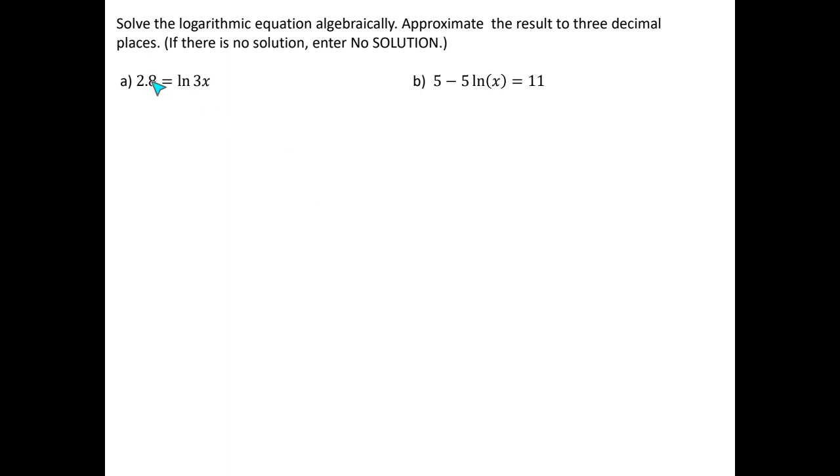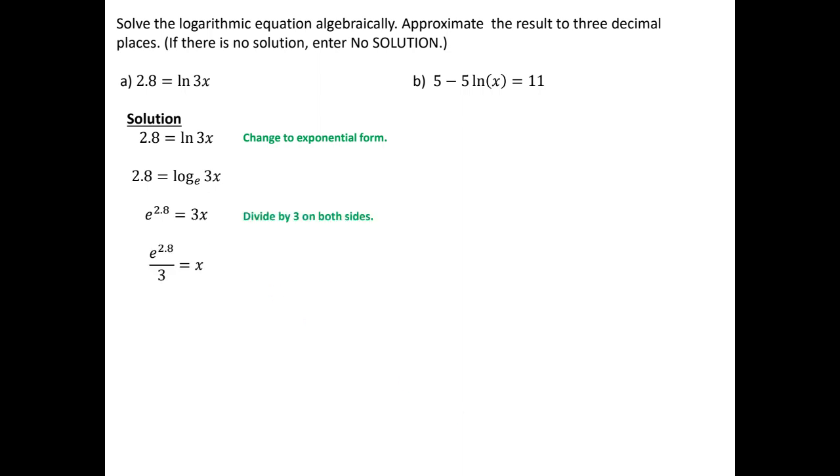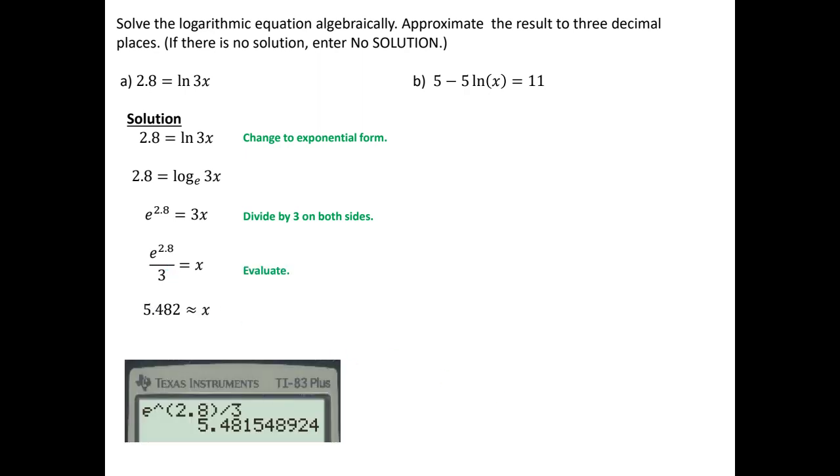So let's look at this one. We have 2.8 equals natural log of 3x. So here we're going to change it to exponential form again. Natural log is the same as log base e, so your base is e, and the log is equal to the exponent. So we get e to the 2.8 is equal to 3x. Now we can divide by 3, so we get x is equal to e to the 2.8 divided by 3. In your calculator, I would have 5.418.